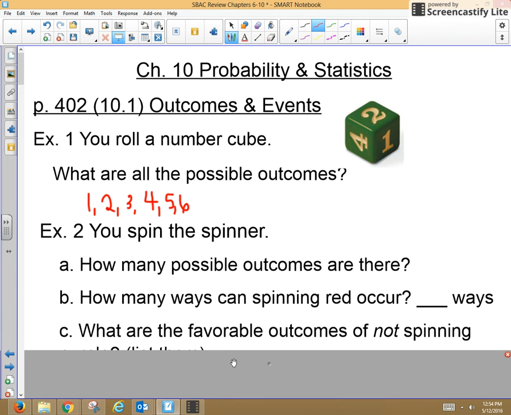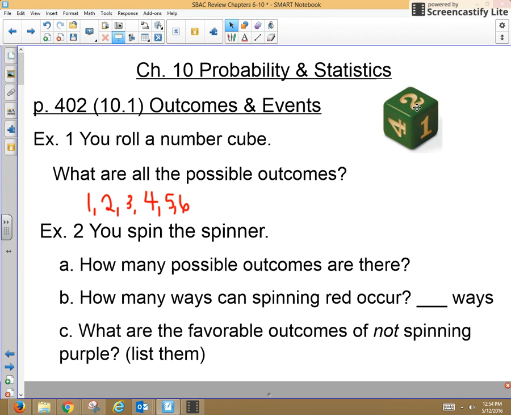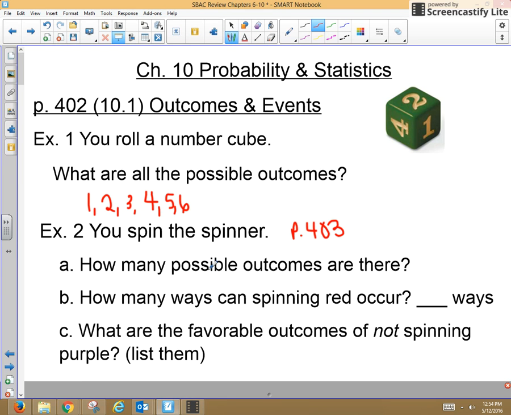Now you spin a spinner. What are all the possible outcomes? So let's take a look. Imagine you have the spinner on page 403. So I would like you to turn to page 403 to answer this question. If you look at the picture, how many possible outcomes are there? And so by looking at the spinner, you will see that there are a total of 6 possible outcomes.